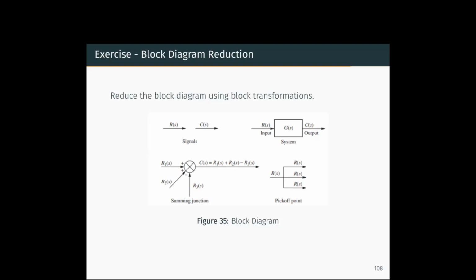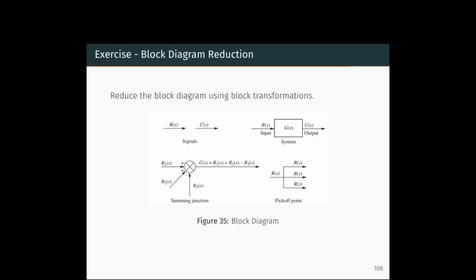The first one is summing junctions. Second one is pick-off point. The third one is cascade form. In cascade form, we will have the product of those transformations where each block is kept in series. And in parallel form, each block is kept in parallel and the algebraic sum will be the simplified transformation. We will see all those in detail. And the final form is feedback form, which is the basis for our study of control system engineering.